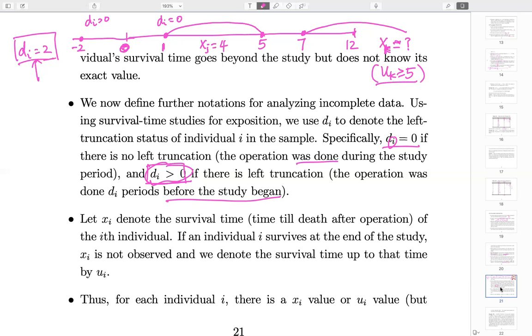Okay, so as you can see, either you have equality, then it's X, or you have inequality, then we use U to denote. So we have two things, right? For D, either it's 0 or greater than 0. Then for the survival, it is either X or U. X means equal, U means greater than or equal.